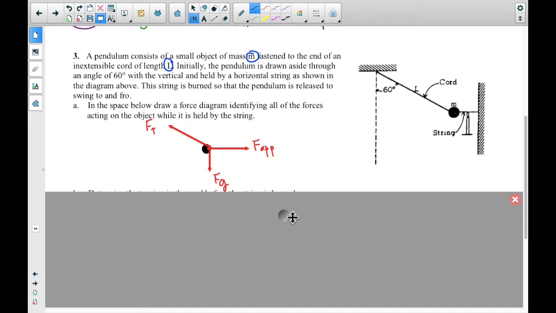Hi guys, this video is going to talk about the third free response. Actually, it's number 3 on the pendulums. This is one of those problems where they don't give you any numbers really. They're telling you the mass is m and the length is L.